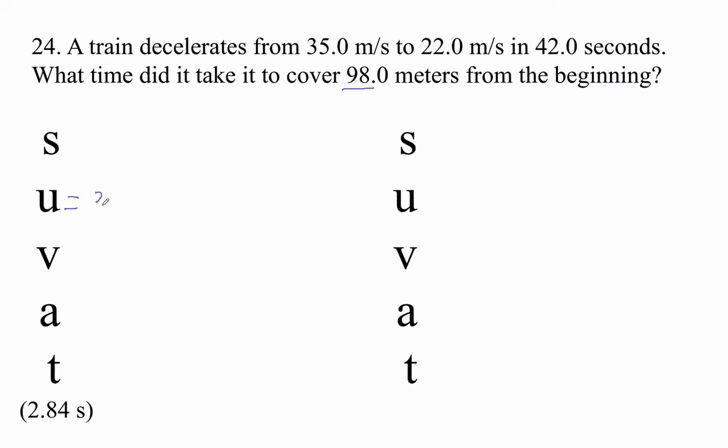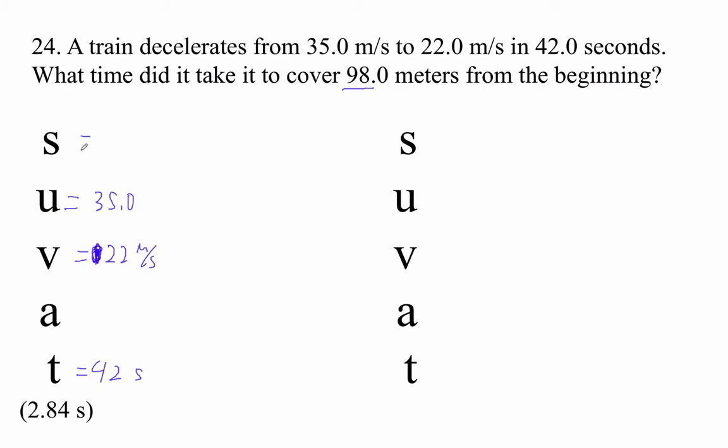So the initial velocity is 35.0. Final velocity is 22 meters per second. The time is 42 seconds. Just for kicks, I'm going to find the distance it goes. That's going to be (35 plus 22) divided by 2, times 42. I'm using no a to find that.